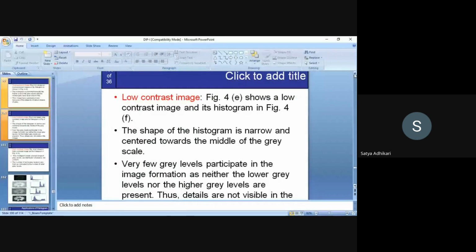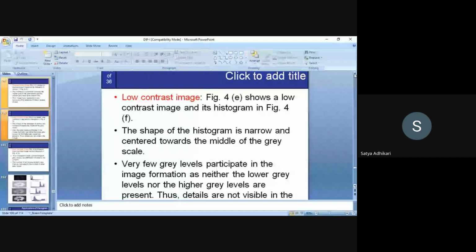The first one is underexposed. All the lines are closer to 0. So it is more dark. Detailed information is not available. You will get less information because it is underexposed, and it is nearer to 0. All the pixels are nearer 0. The maximum value is 50. So 0 to 50. That is why it is an underexposed image.